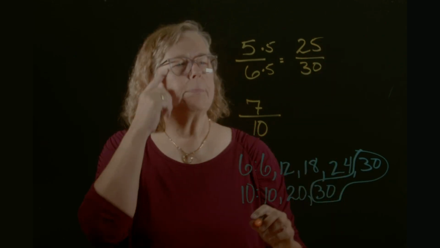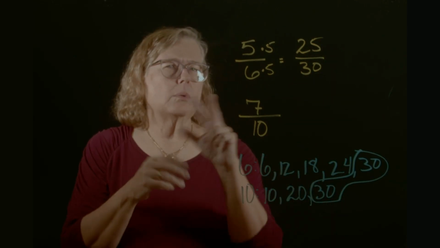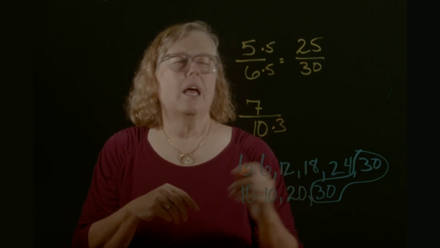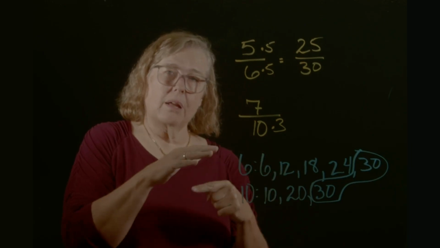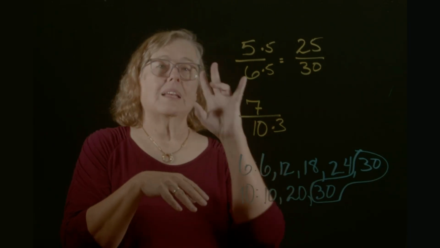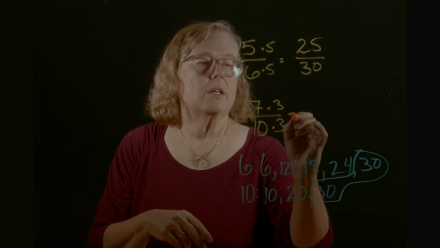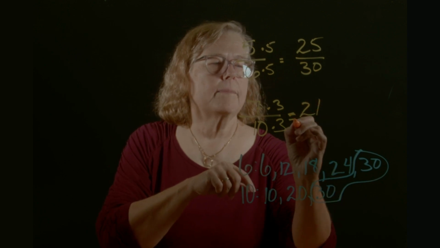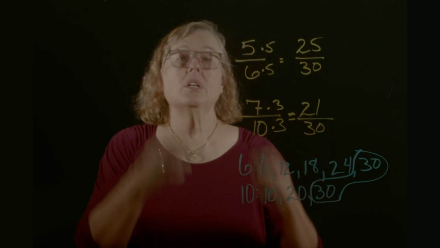Good job. All right, let's do the same thing here. 10 times what's going to be 30? You got it. 10 times 3. So again, I can do that. But if I multiply the bottom by 3, I have to multiply the top by 3. So what is 7 times 3? So now we got 21 over 30.